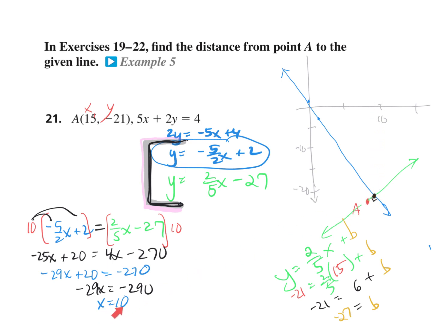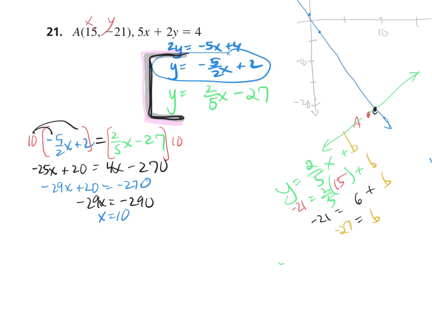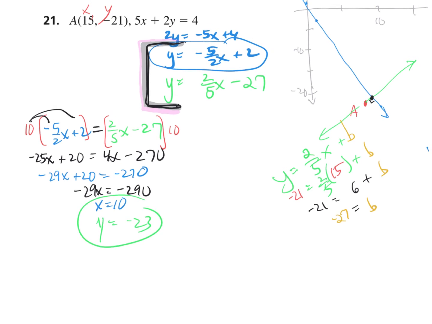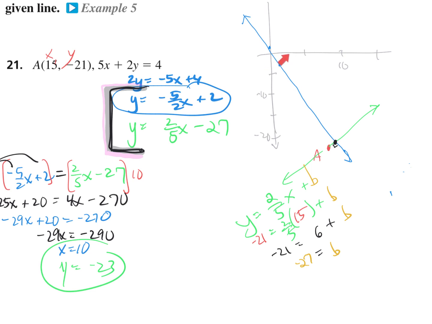To find y, we'll substitute x equals 10 into either of these equations. If y is 2/5 of 10, that's 4. 4 minus 27 is negative 23. So the y value is negative 23. And again, that seems to be very consistent with this graph over here. 10 to the right, 23 down.